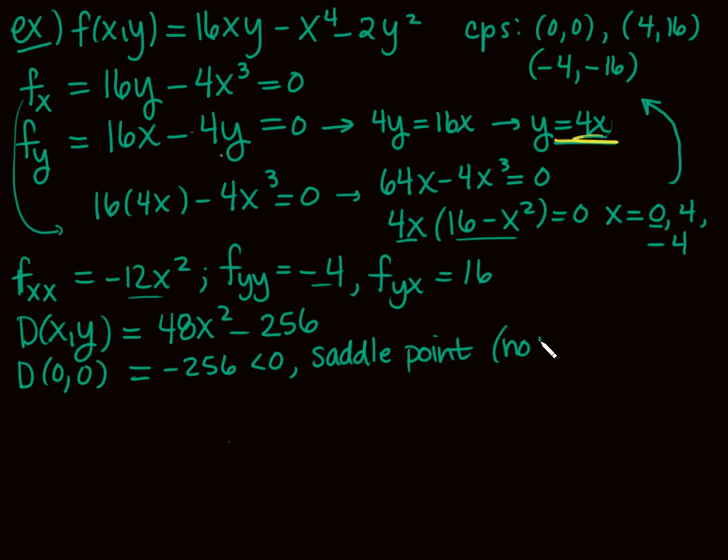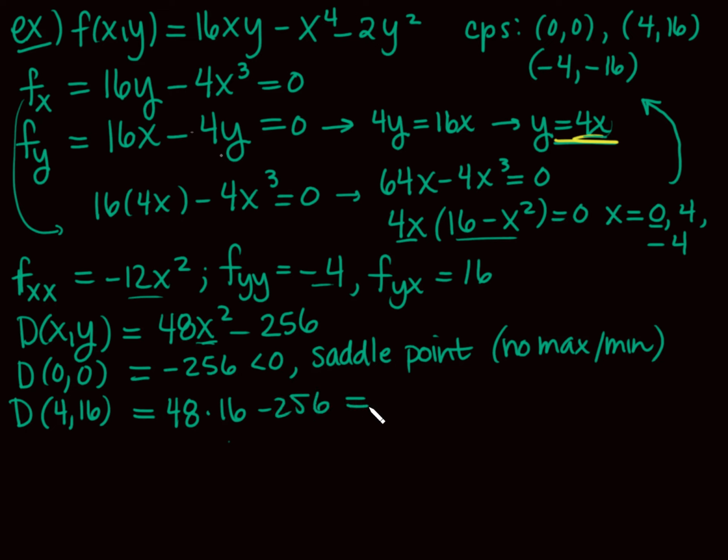So no max or min. Okay, if I evaluate this function at (4, 16), let's see what we get here. Well, all that matters is this x right here. So 4 squared is 16 minus 256, and I think you get something like 512 maybe? Let me check really quick. Yeah, 512. Okay, so that's greater than 0, so that tells us to keep going.